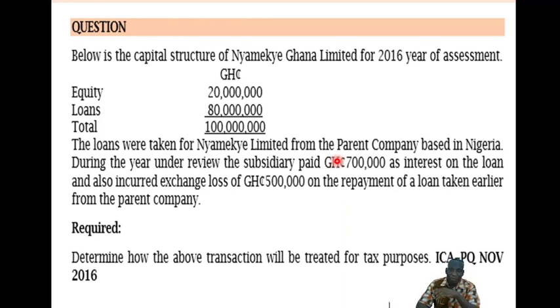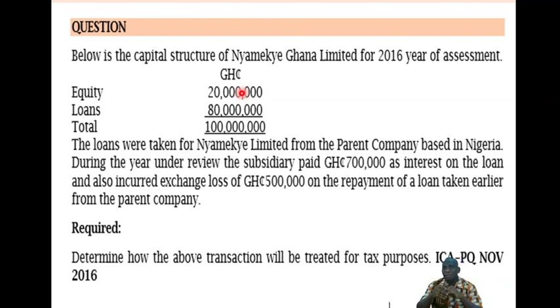Somebody can also say, if a loan of 80 million is attracting an interest of 700,000, how much is 3 times the amount of the equity? 3 times is 60 million, because 3 times 20 million. It means that the maximum debt that the parent company should have given Nyamiche, for which the interest will be allowed in the books of Nyamiche, should be 3 times the amount of the equity, and that will be 60 million. Then you calculate, and you get the portion which will be allowed, the same figure.